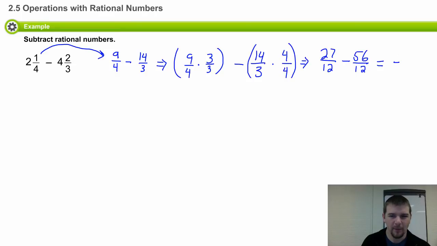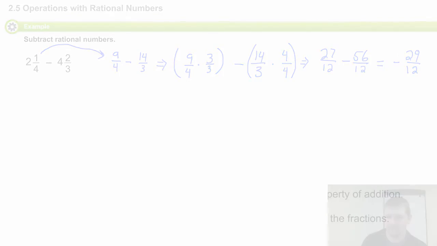We're taking away more than we have to start with. We know that our denominator will be 12 because we have our like denominator. We just now need to find what is 27 minus 56. We should reduce our fraction if possible. Can you find any common factors between 29 and 12? Not finding any, we leave our answer as negative 29/12.